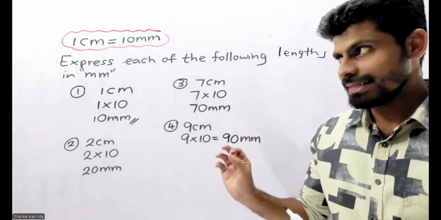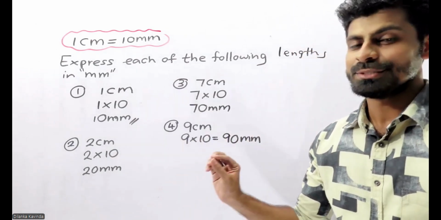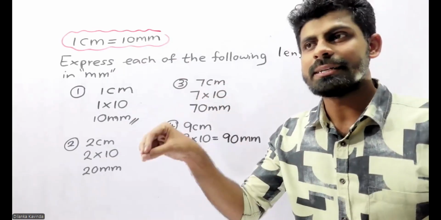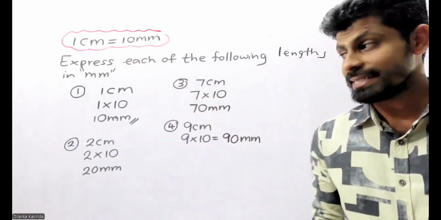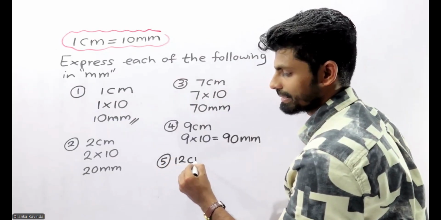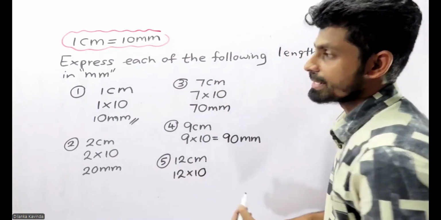That one is very easy. So that means you need to multiply by 10. So 5 centimeters, 5 multiplied by 10. 12 centimeters, just consider 12 centimeters. 12 centimeters means 12 multiplied by 10.